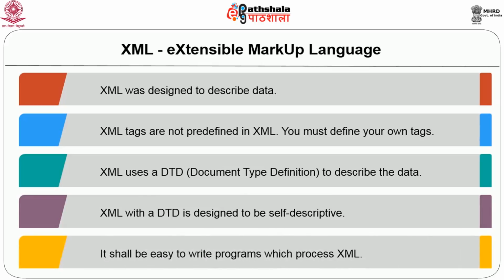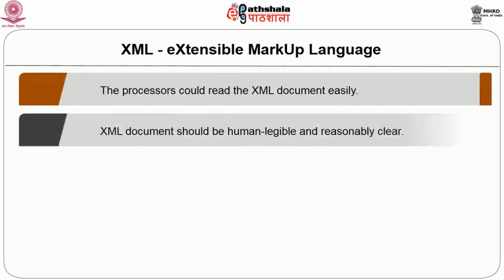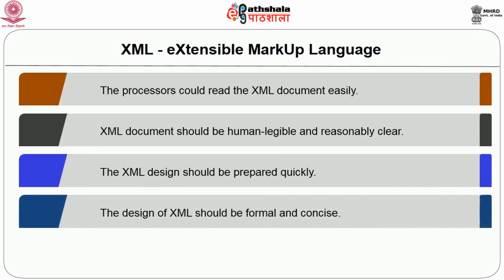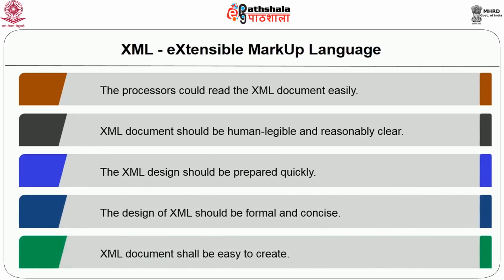It shall be easy to write programs which process XML. Between machines, since it's an open standard, machines can understand XML. Only browsers can understand HTML, but XML cannot be directly displayed on a browser. Only machines can understand XML; the machine has to decide the formatting. But XML can transfer. So XML is the markup language for exchanging data in an open standard. XML design should be prepared quickly. The design of XML should be formal and concise, and a document is very easy to define.